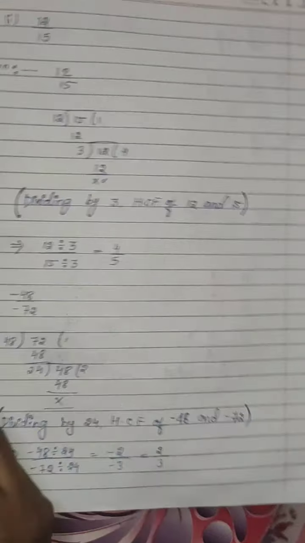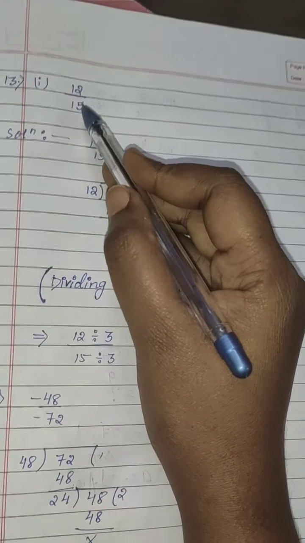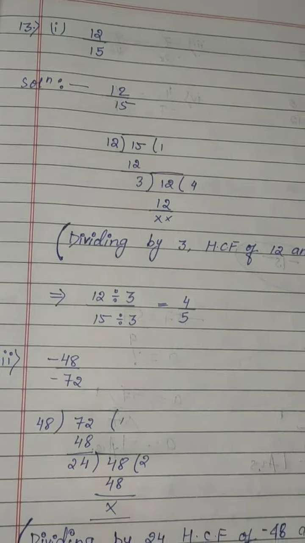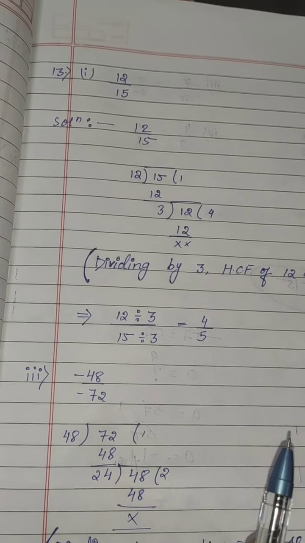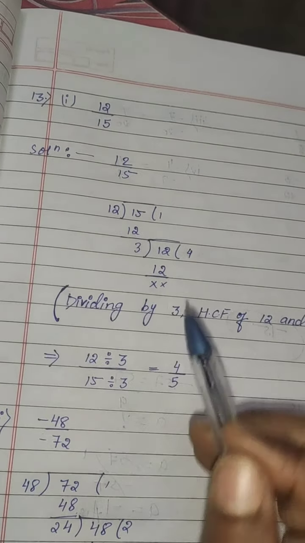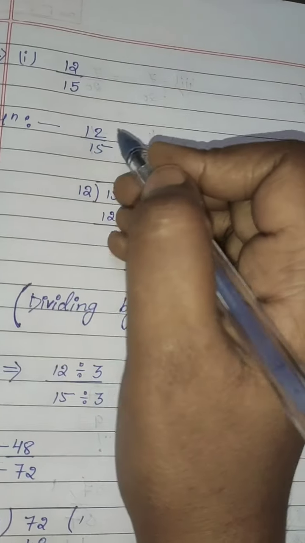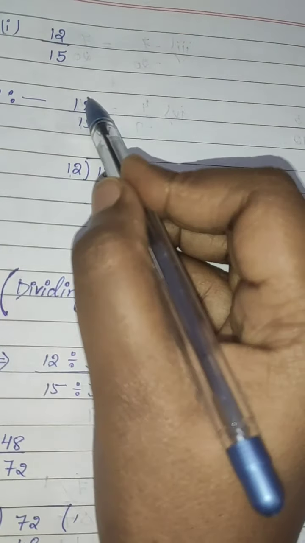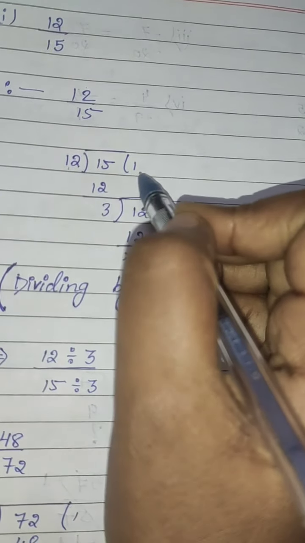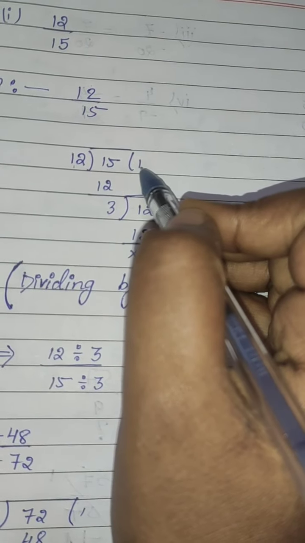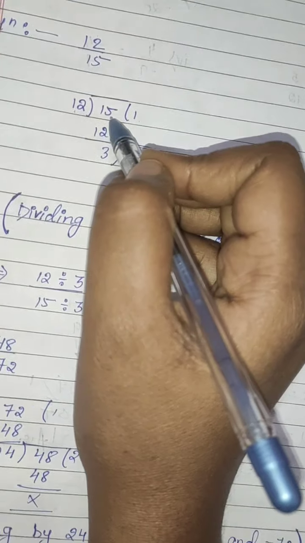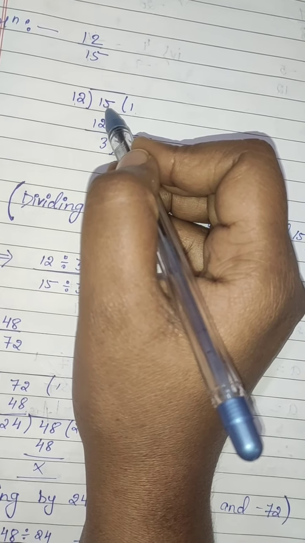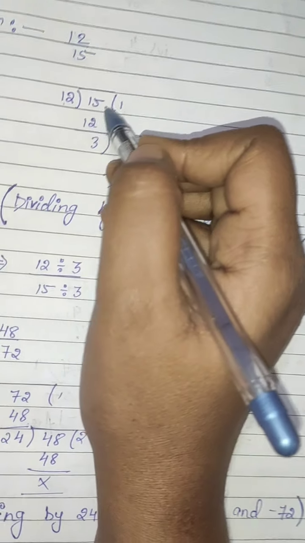Now students, let's see the first one here. 12 by 15 is the given question. Let's see the solution. We have to find the HCF also, so that we can do it easily. Now how will we find the HCF? We take 12 first, because this is the greater value. When we multiply 12 into 2, it comes 24, so it becomes bigger.